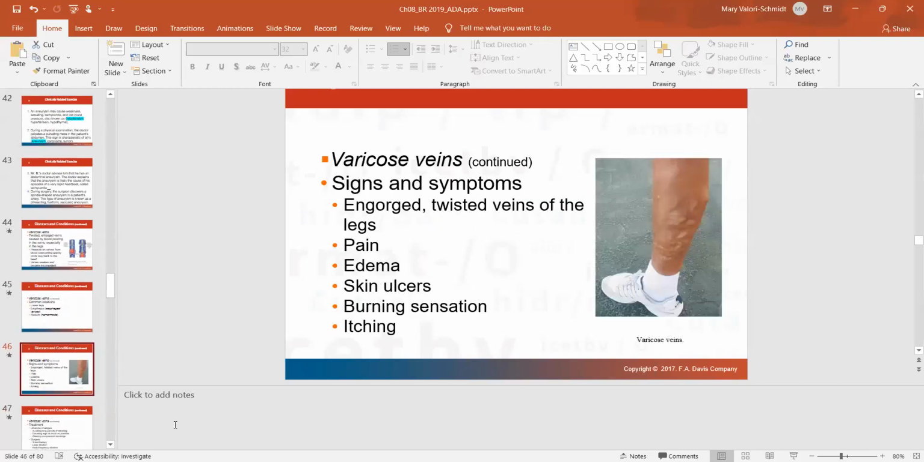Signs and symptoms. There's a good picture. That's what they look like. They're these twisted, bumpy, lumpy veins, usually in the legs. Sometimes they hurt. Sometimes they don't cause any pain. It depends on the size of the vein.